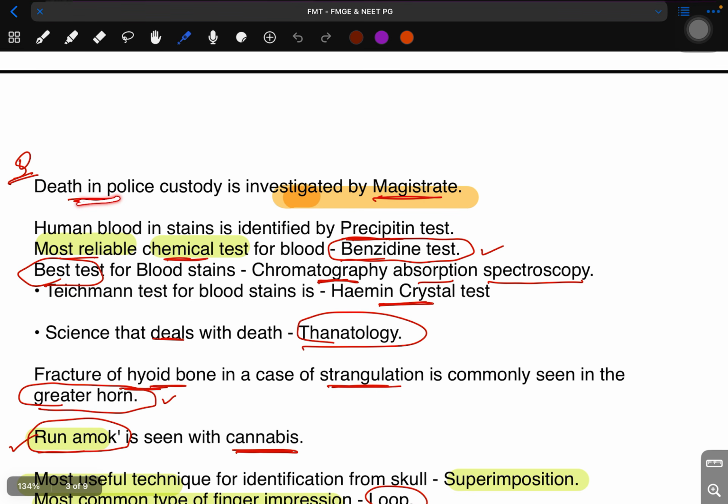Now, death in police custody. So if anything happens in police custody, who will investigate that? Obviously, police will not investigate that. It will be investigated by the magistrate. Human blood in stains is identified by precipitin test.